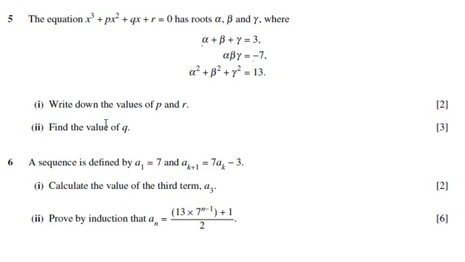Part 2, find the value of Q. Now this is a bit more tricky because all you have is alpha squared, beta squared, gamma squared, and what you want is alpha beta plus beta gamma plus alpha gamma. How do you get that? Well, if you are smart about algebra, you might think that alpha plus beta plus gamma squared will be this plus something plus this.